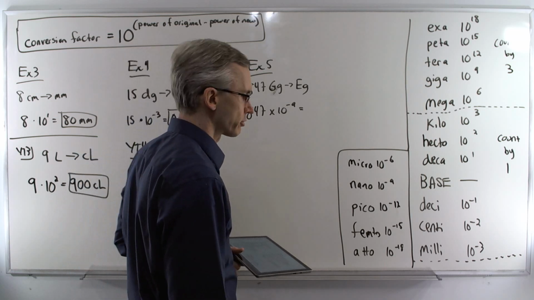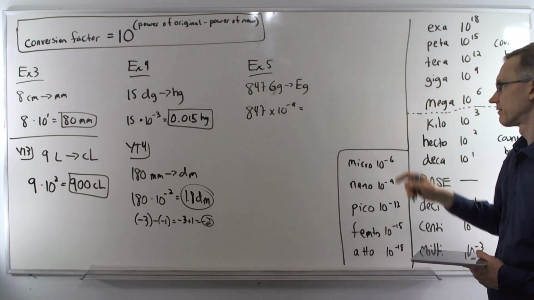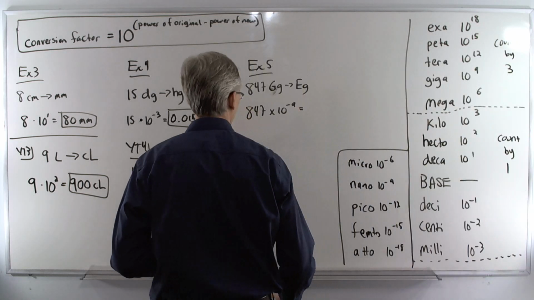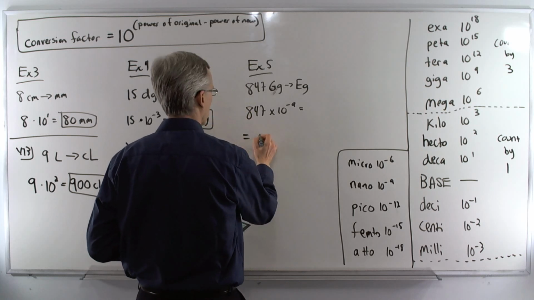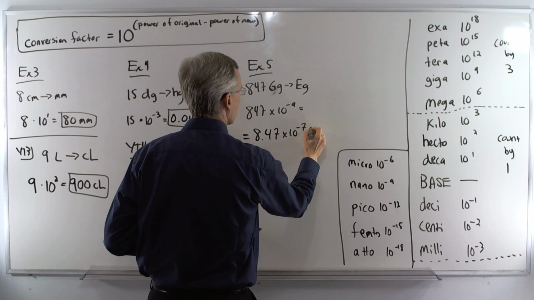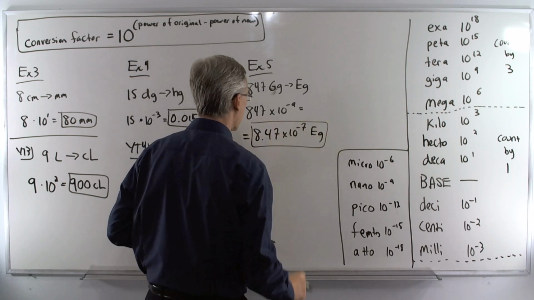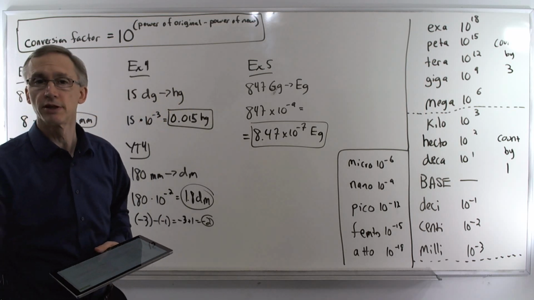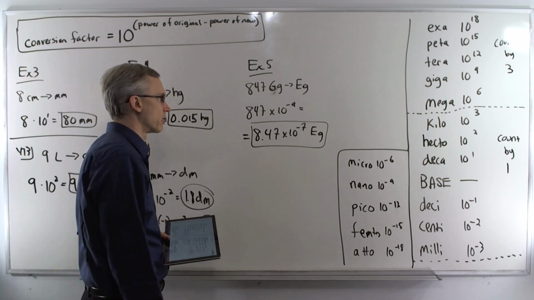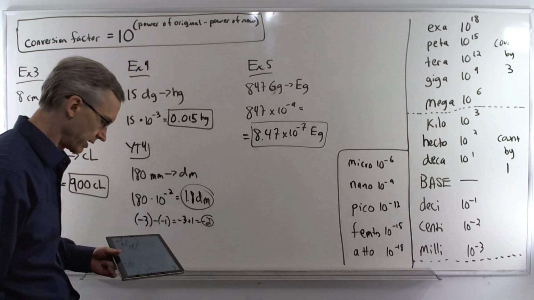So another way of doing that is subtracting the exponents. We'd do 9 minus 18, which gives us negative 9. Make sure you can do scientific notation in your calculator. Sometimes these numbers can get fairly large or fairly small. So if we multiply these out, we get 8.47 times 10 to the negative 7.